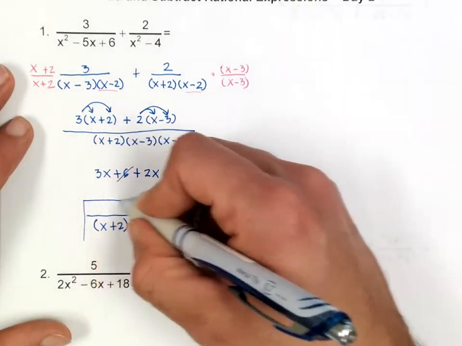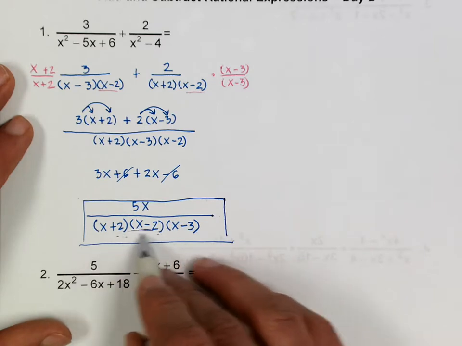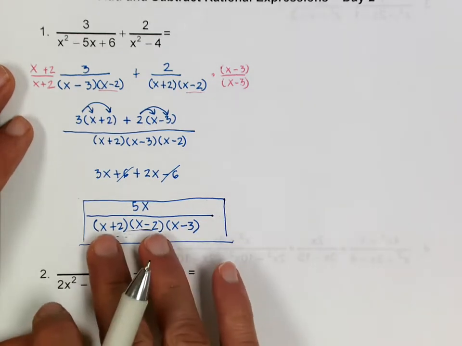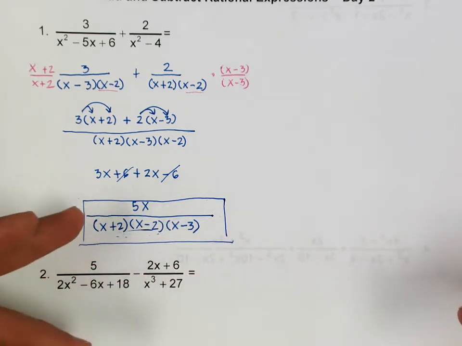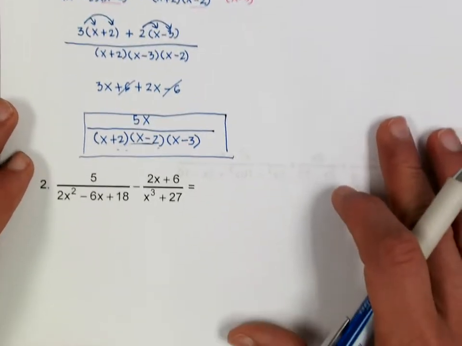You could, if you wanted to, multiply out the denominator so you get just one function here, but that is too much work. I'd rather just leave the denominator factored like that. Alright, so that's it for that. Let's go to the next one.